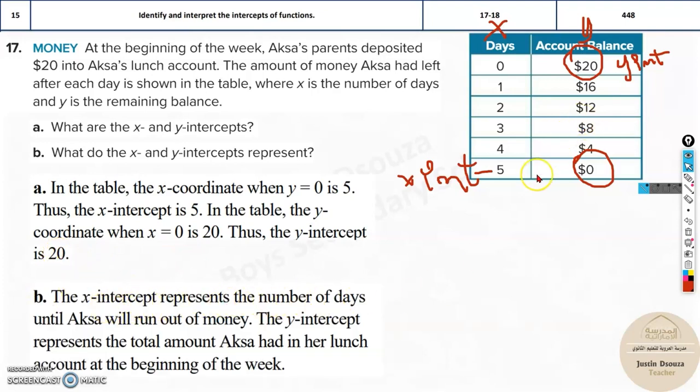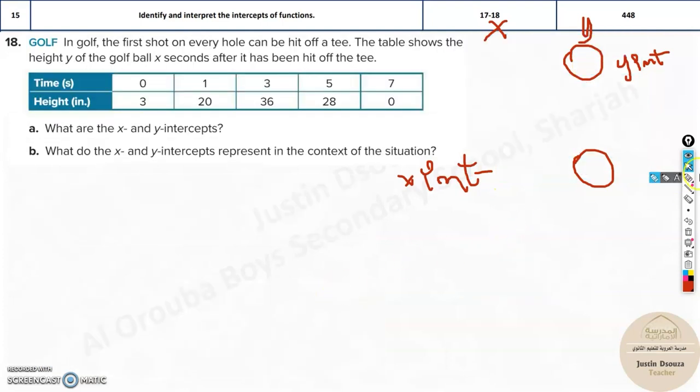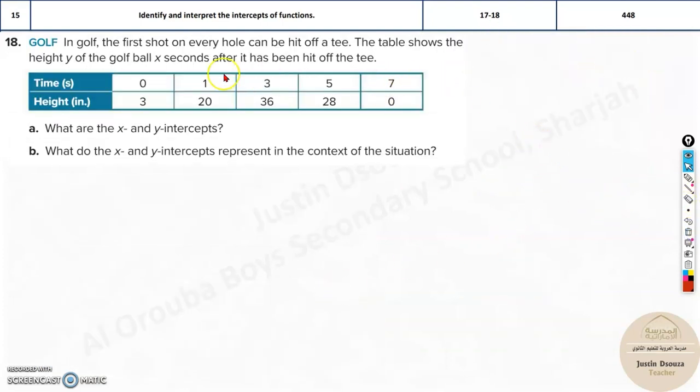X-intercept represents the number of days until Aksa will run out of money. Now, x-intercept means y is 0, right? Here, you can understand this is the day she will be running out of the lunch money. So, y-intercept is basically at the beginning of the week when she had full money. That's the thing. So these are the intercept values. X-intercept over here is 5, when y is 0, and y-intercept is 20. Same thing over here.